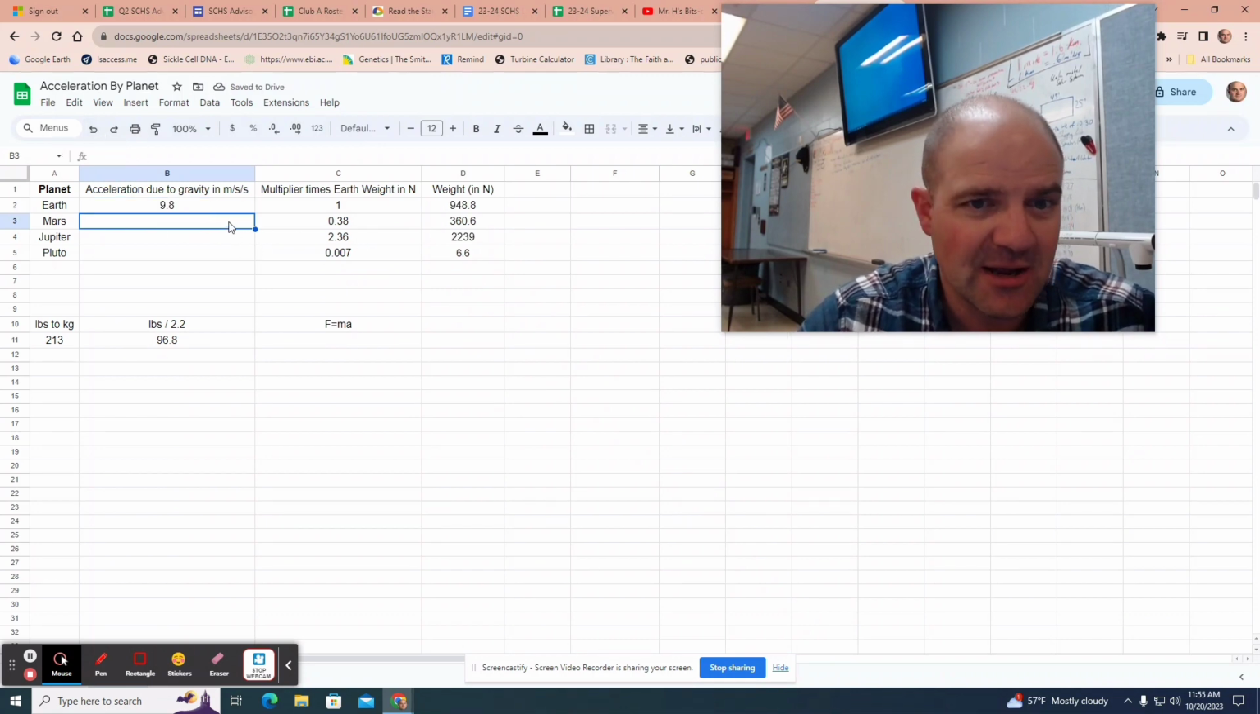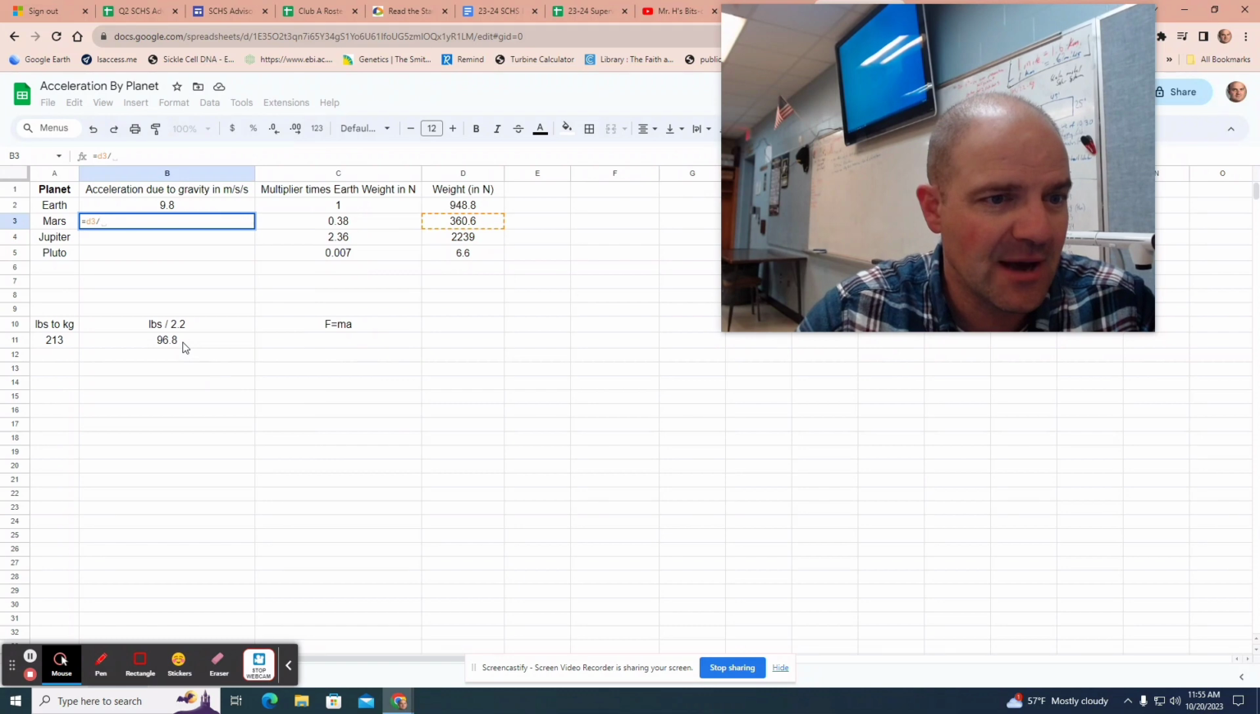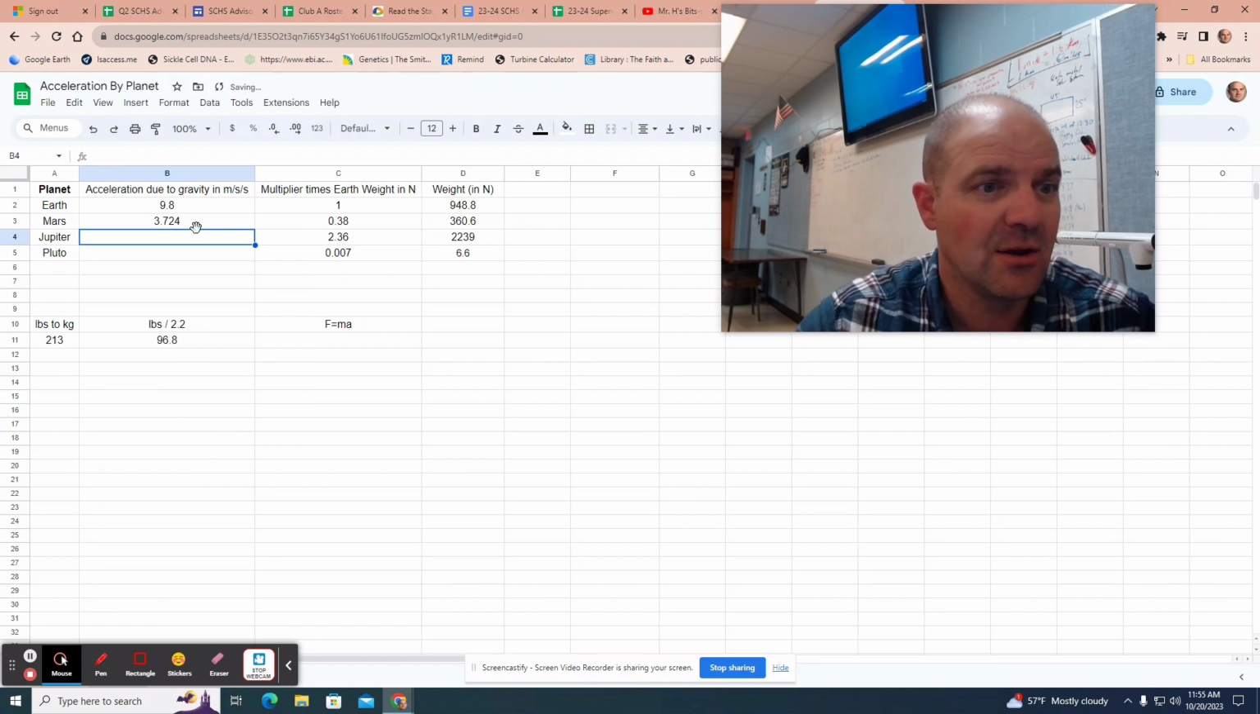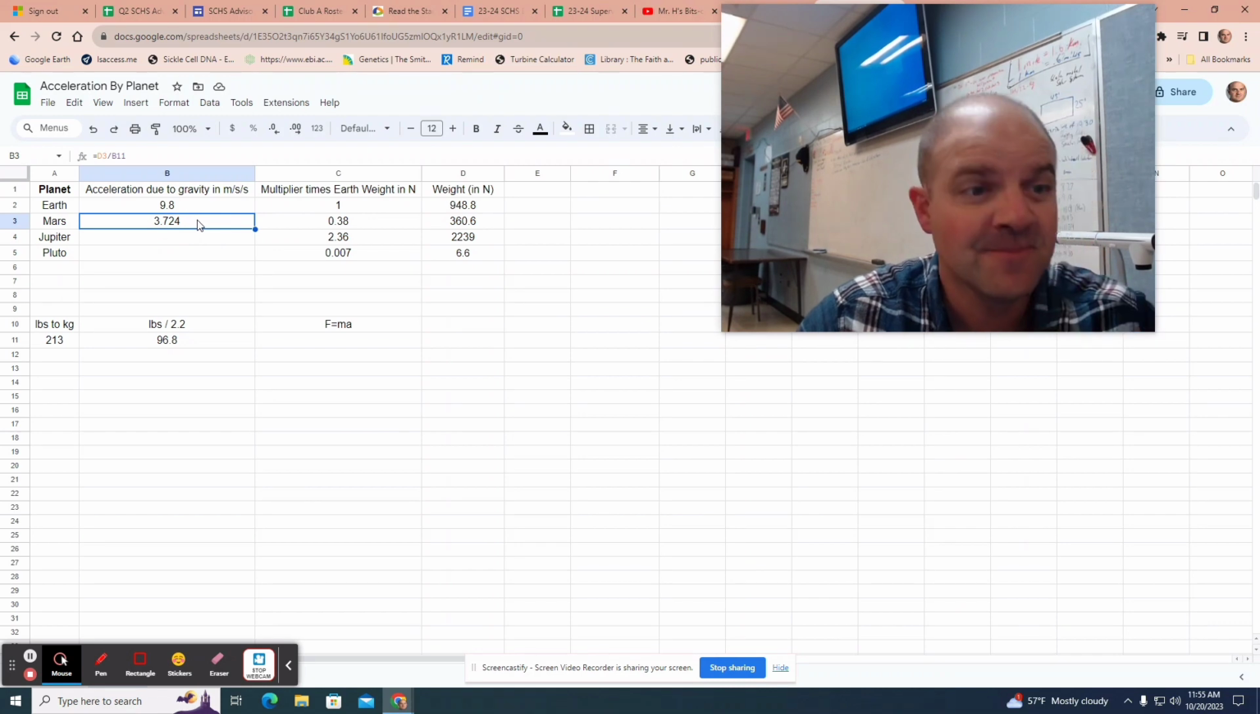So I'm going to take my D3 equals D3 divided by my B11, enter, and I get 3.724. I'll drop that back here in a second, and that makes good sense, because if our weight is 0.38, this looks like just over a third of that value. So yeah, that makes sense. It passes the sniff test.